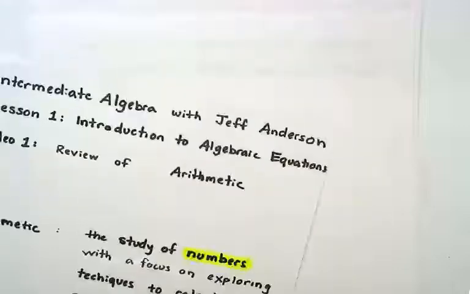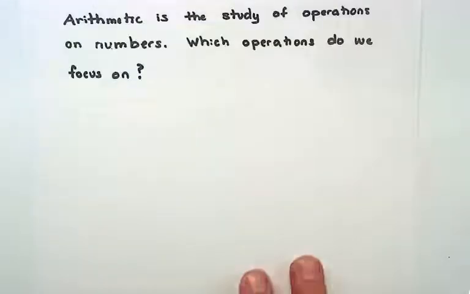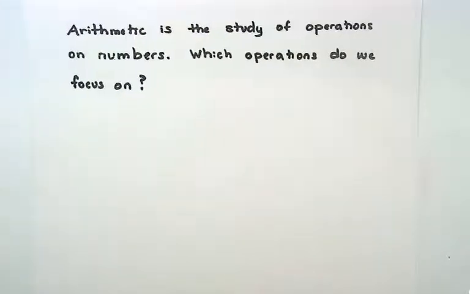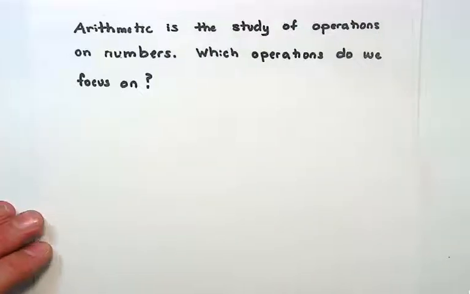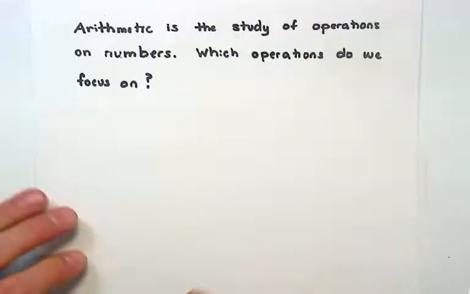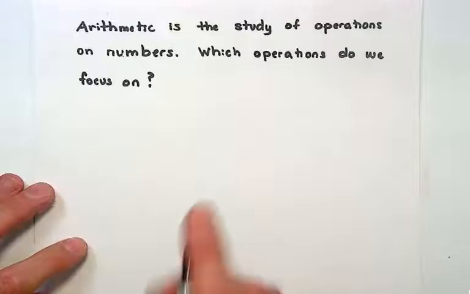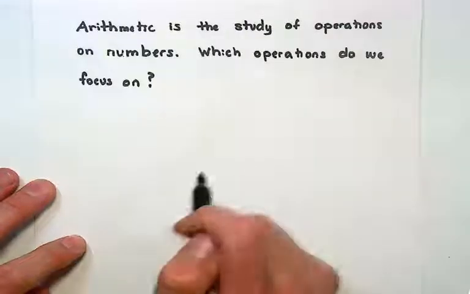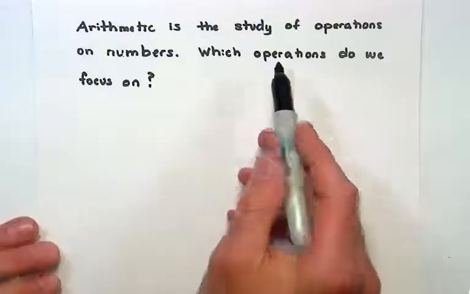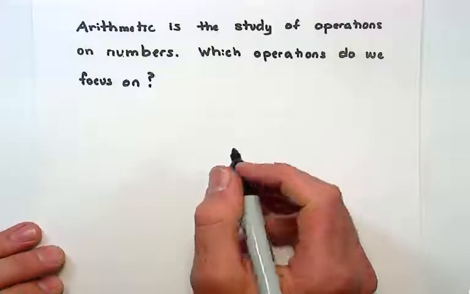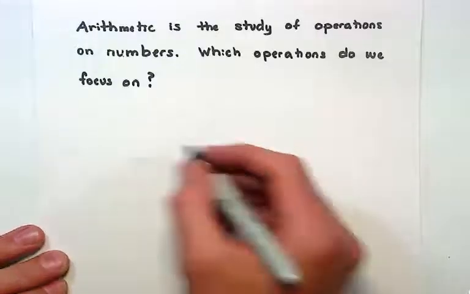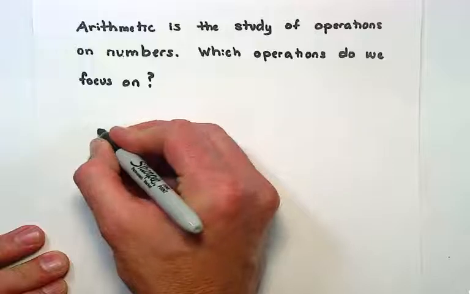So, quick recap of that concept. Arithmetic is the study of operations on numbers. Well, an immediate question that might come up is, what is an operation? And which ones do we focus on? Sadly, operations do not happen in a hospital where we're cutting open numbers and looking on the inside of them. Instead, operations happen between numbers.